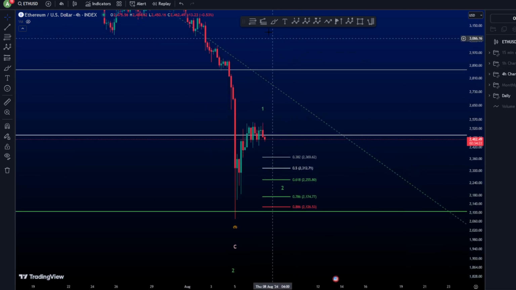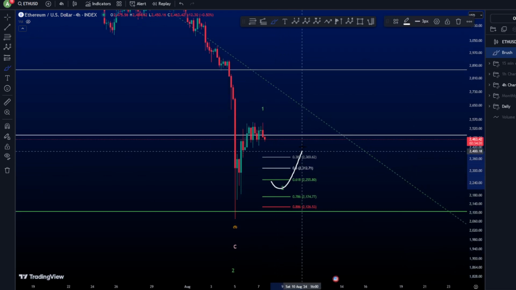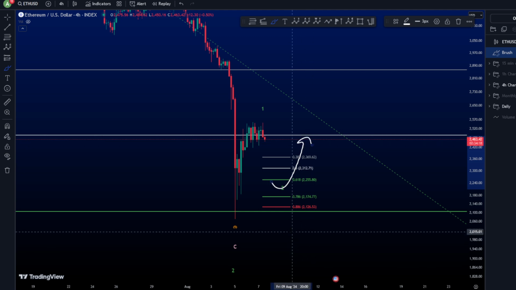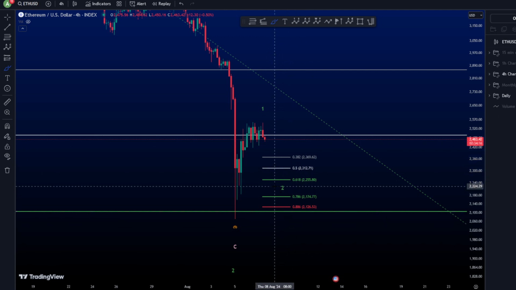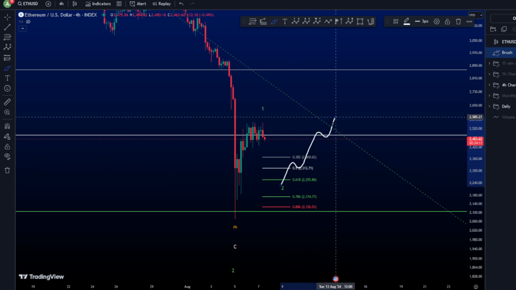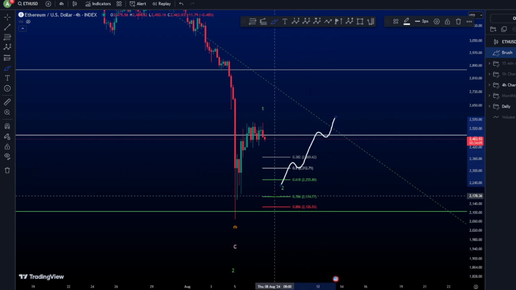If we see a retracement or a pull towards the upside, then we can say that this is the bottom of the wave 2, and of course we are looking for an impulsive 5 waves after.